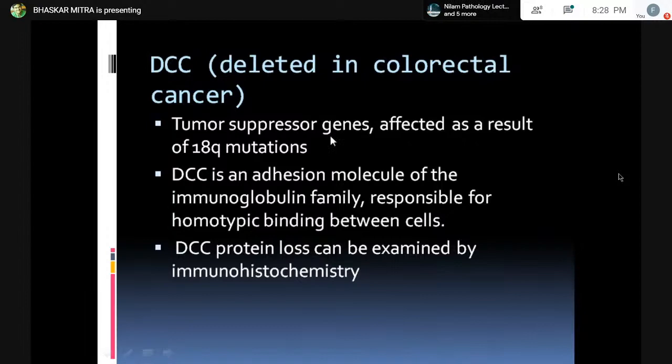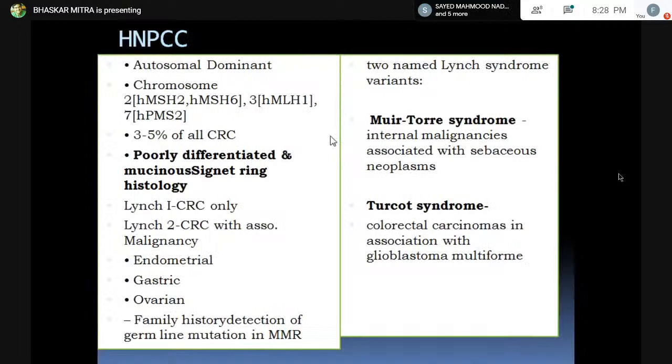Now the other part, that is the HNPCC, hereditary non-polyposis colon cancer group. Here, there may be a defect in the DNA repair genes causing microsatellite instability, that is MSH2, MSH6, MLH1 and PMS2. This group may be associated with Lynch 1, where only colorectal carcinoma is there. They have the typical morphology of poorly differentiated mucinous tumors, and Lynch 2 has signature histology associated with other non-intestinal tumors like endometrial, gastric and ovarian tumors.